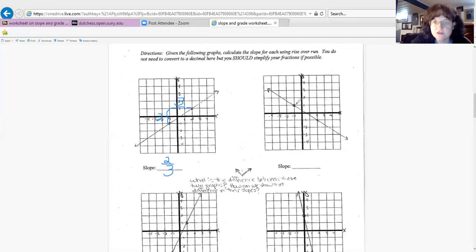Let's do the same thing for this one. I'm always going to walk from left to right. So I'm going to start at the leftmost point, which is here. This is the obvious point.